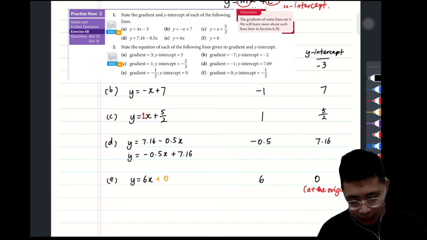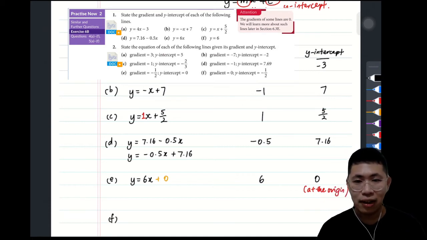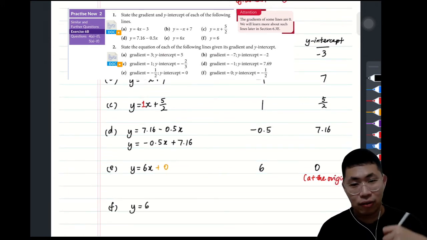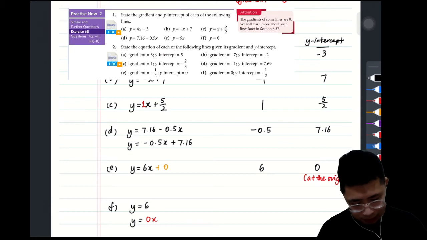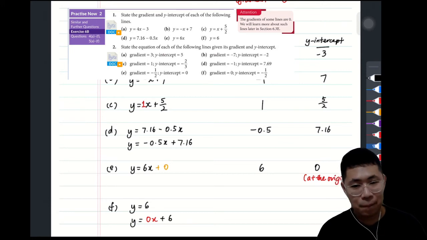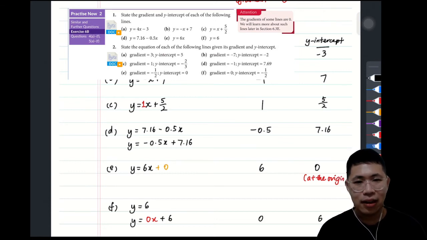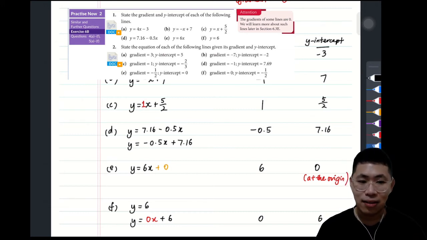Okay, last but not least, f. For f, y equals 6. Now if I were to write this, is there any x over there? No, actually that is y equals 0x plus 6. So the gradient is 0. The y-intercept is 6. Sooner or later, if you look at the attention above, the gradients of some lines are 0. So we'll learn about this soon.